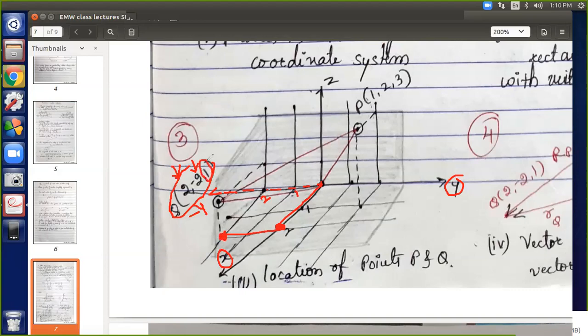Then the last one is z equals to 1. So if I take z positive direction, this is 1, this is 2. I should not start from origin. I should start from where I have left. So if I just continue here and just extend this, 1 is this line. So somewhere here I will get the point Q. 2, minus 2 and 1. So in this way, moving in x, y and z direction, we can mark point P and point Q.